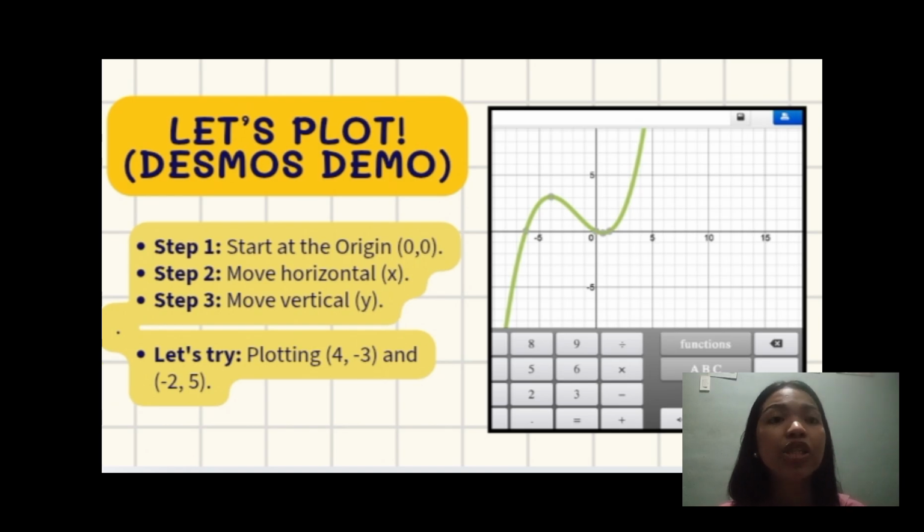Then after that, teacher moves 4 units to the right, and then moves 3 units down. And then that's it, no? Our point is already in quadrant 4.